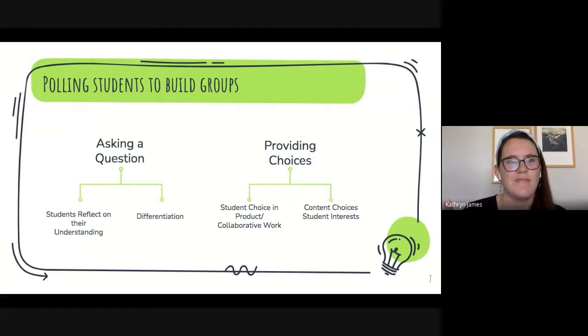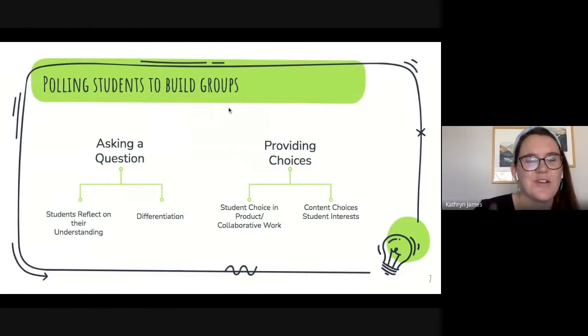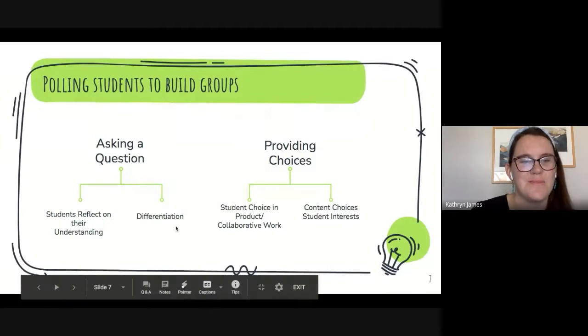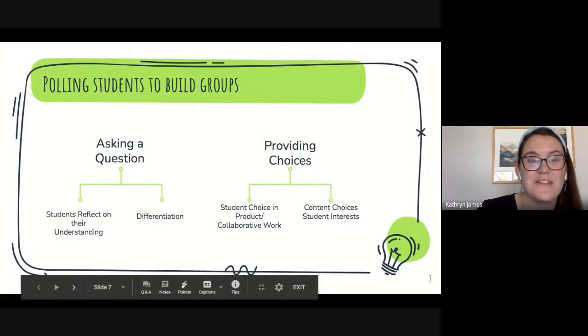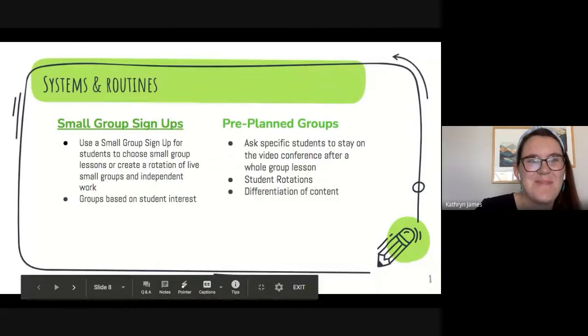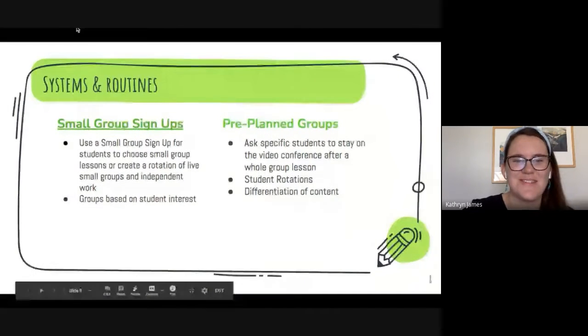Who would like to make a video? Who would like to work together on a slide presentation to show their learning? And these are just some ideas. We're going to get to a point later where we'd love to hear some of your ideas also for how you can use breakout rooms in different ways. And I'm going to pass it off to Lori, who's going to talk to you about systems and routines.